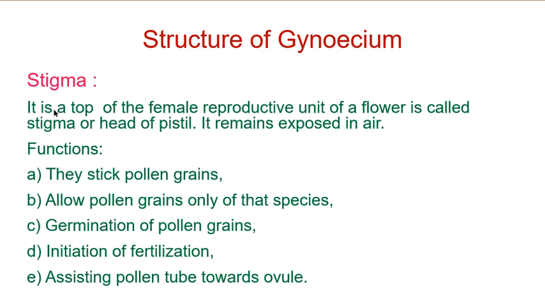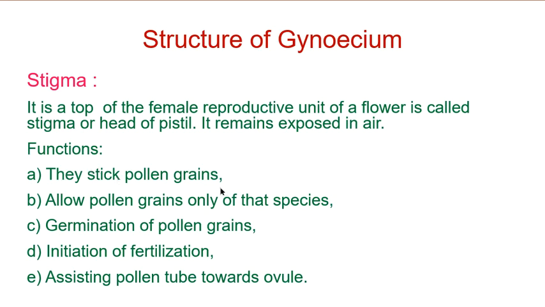Stigma. It is the top of the female reproductive unit of a flower. It is called stigma or head of the pistil. It remains exposed in the air. If you have seen a flower, you can see something which is exposed up high in the air. That is called stigma. What is the function of stigma?